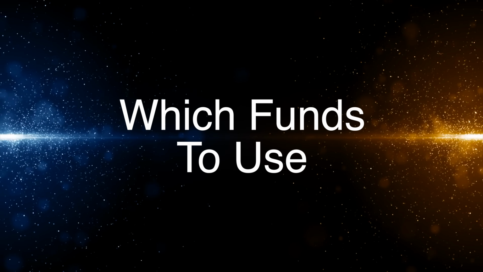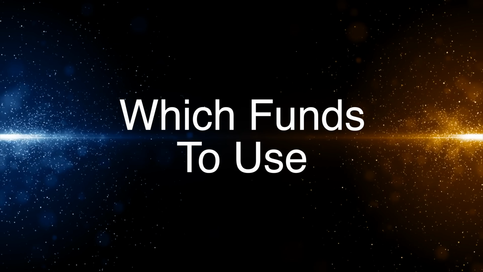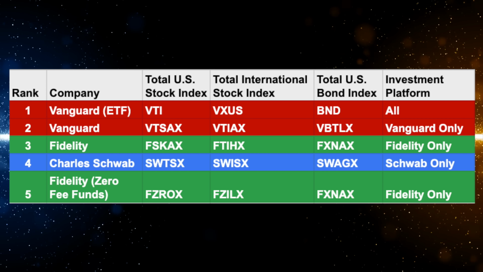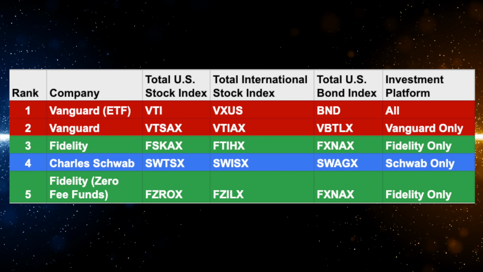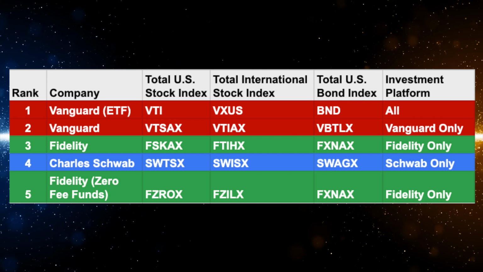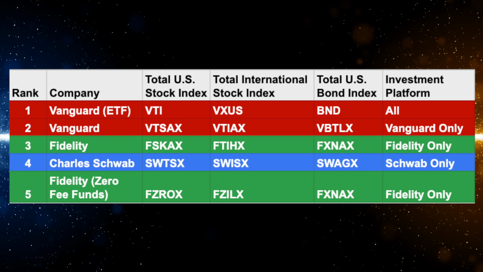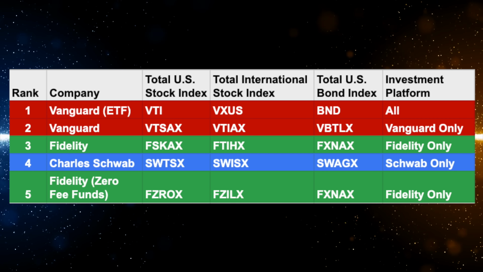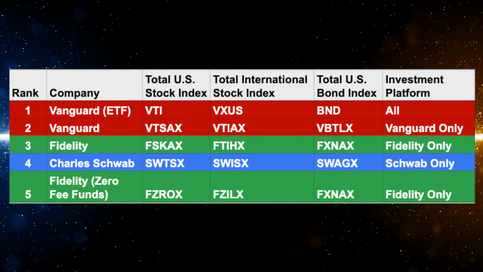The first step in building your 3-fund portfolio will be to choose the 3 funds that you'd want to use. Here's a list of the exact funds that you'd want to hold depending on which investing platform that you use. All you do is choose one from the total US funds, one of the total international funds, and one of the total US bond funds.